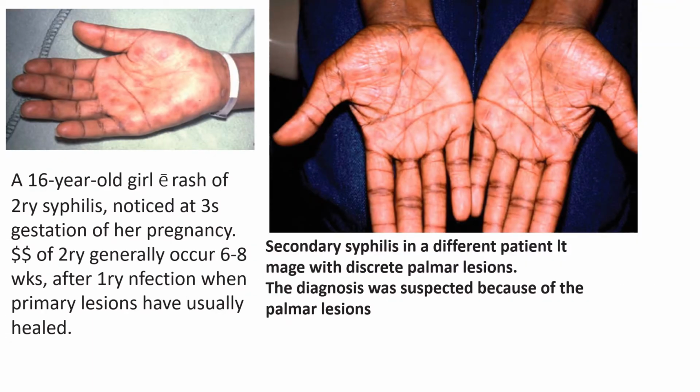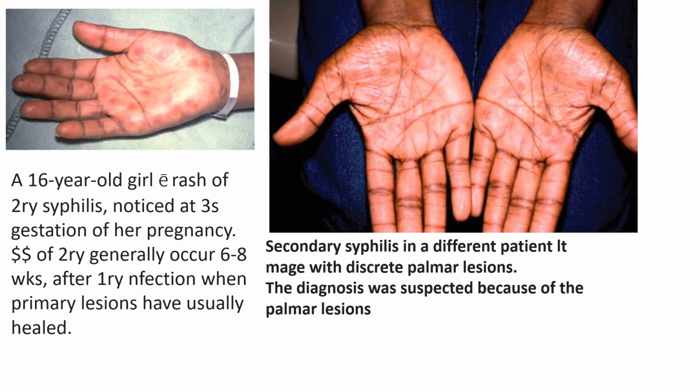The one on the left, a 16-year-old girl with rash of secondary syphilis. These rashes. Notice at third trimester of her pregnancy. Symptoms and signs of secondary syphilis generally occur 6 to 8 weeks after primary infection, when primary lesions have usually healed.